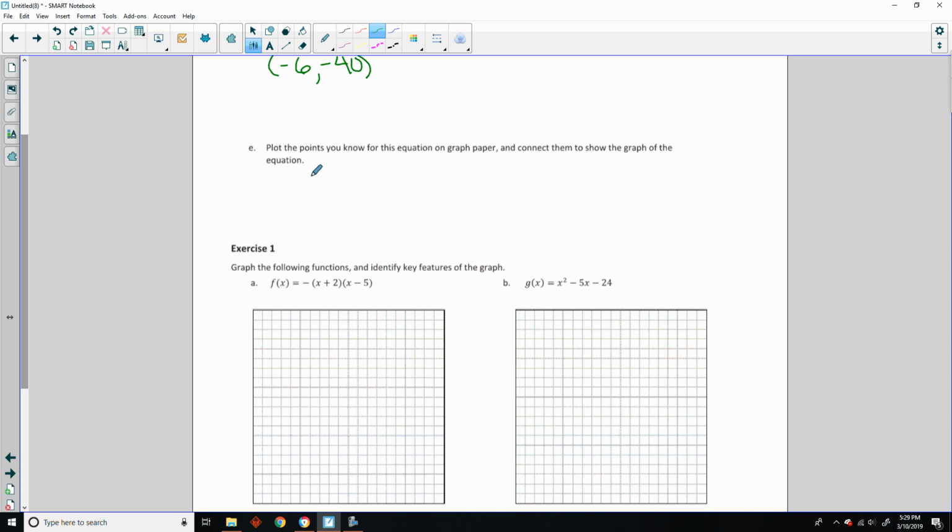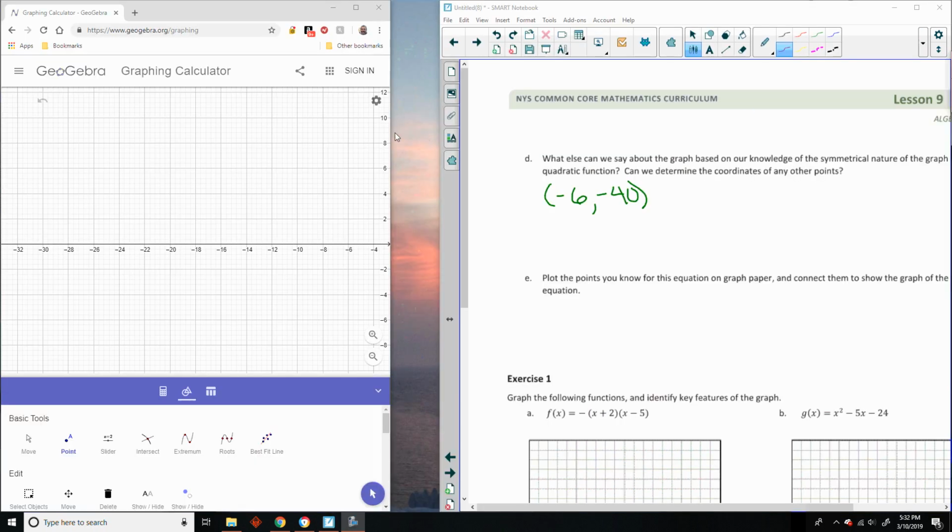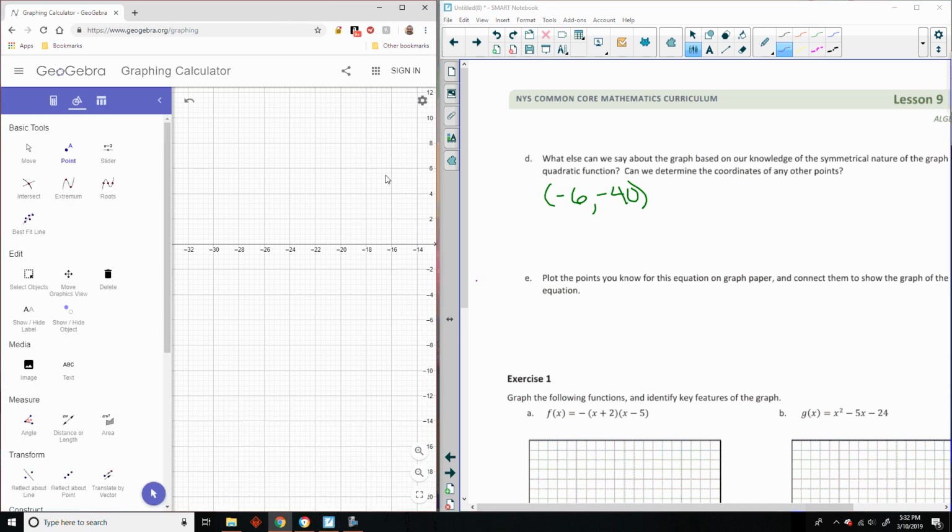E, plot the points you know for this equation on graph paper. Connect them to show the graph of the equation. Okay, so I split my screen here, and I'm going to graph this in a program called GeoGebra.